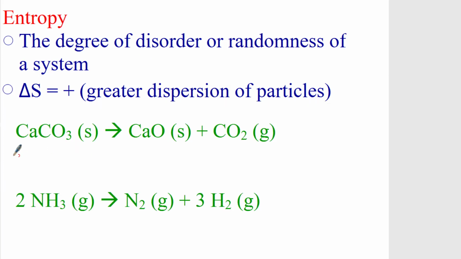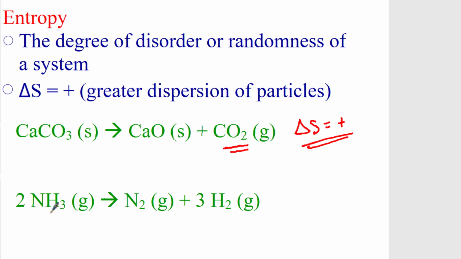Okay? And last but not least, here's some examples. Let's go to a few more examples here. We have a solid becoming a solid and a gas. Can you see how we have 1 mole of solid going to 2 moles, and it's going to a gas, which means my delta S is going to be positive. There's a greater dispersion of particles, especially since we're making a gaseous substance.